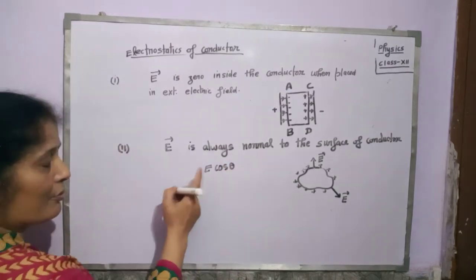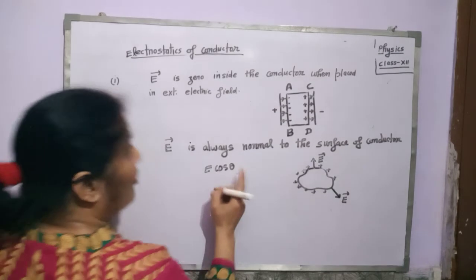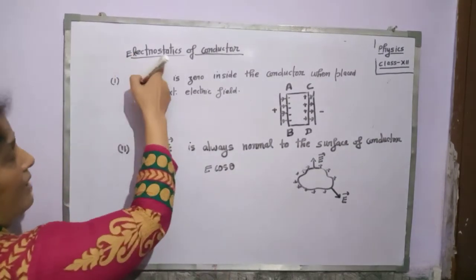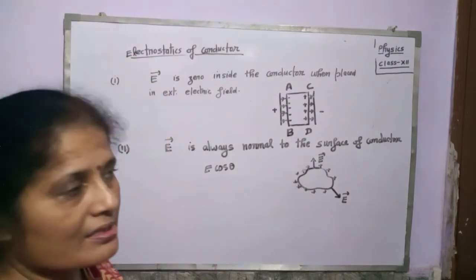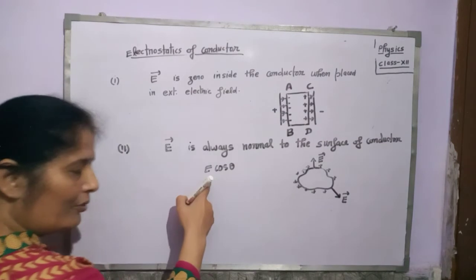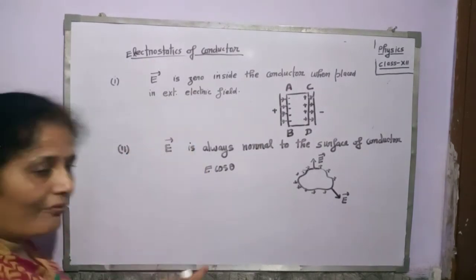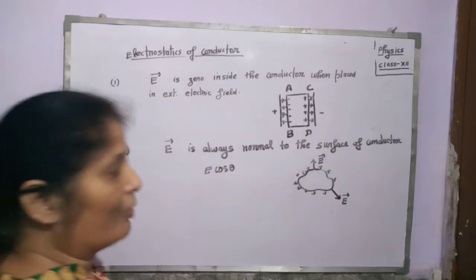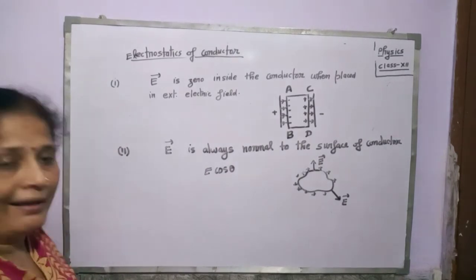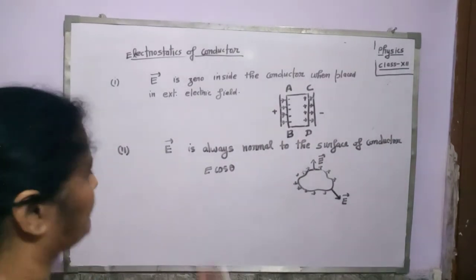Tangential component should be equal to 0 for the electrostatic condition to be satisfied. If it is not equal to 0, no electrostatic condition will be satisfied. Electrons begin to move and electric current begins to flow.